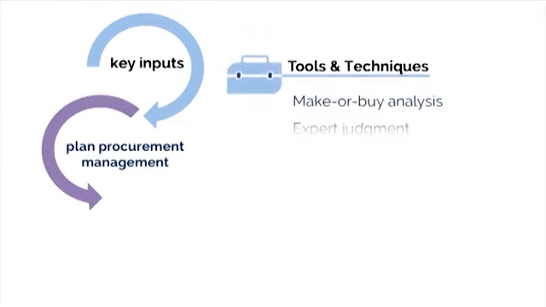Make or buy analysis is a tool and technique in the plan procurement management process used to determine whether particular work can best be accomplished by the project team and its organization or should be purchased from outside sources. Other tools and techniques used in this process include expert judgment, market research, and meetings. In regards to market research, things such as conducting internet research about vendors and their capabilities, as well as finding testimonials from businesses that have used them can be extremely valuable.